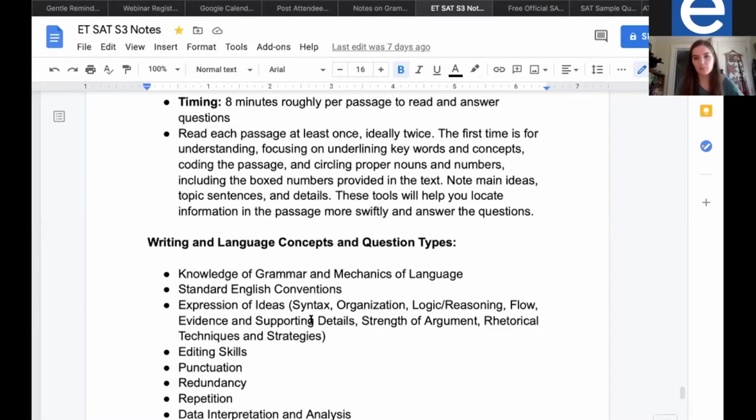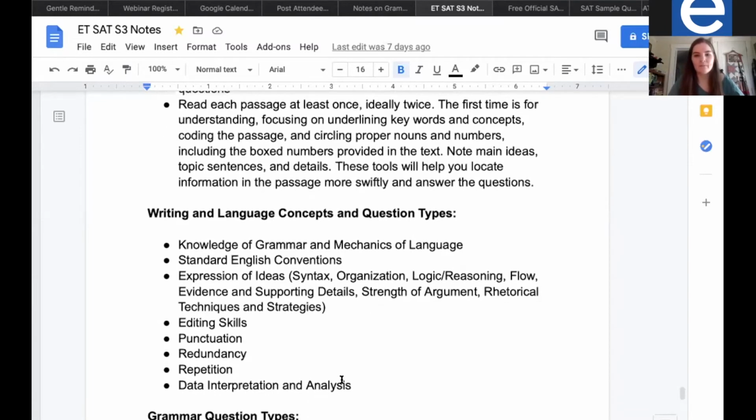You can't skip on doing all of that. You can't skip on doing the underlining and circling. And I'm going to show you why later today, because of how easy it is to make mistakes if you don't do the underlining. Annotation is key to this test. You can't skip it.